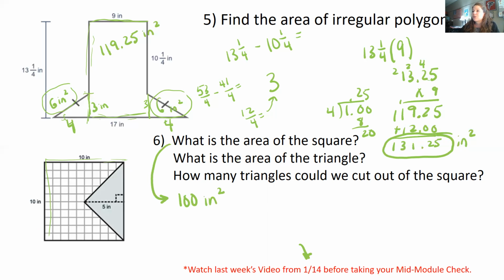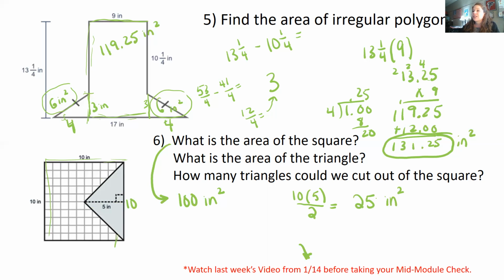The second question is, what is the area of the triangle? Well, if the whole base or the whole side of the square is 10, that means the base of my triangle is 10. And it shows me the height is 5. So base times height is 50, but it's a triangle, so we divide by 2. So the area of that triangle is 25 inches squared.